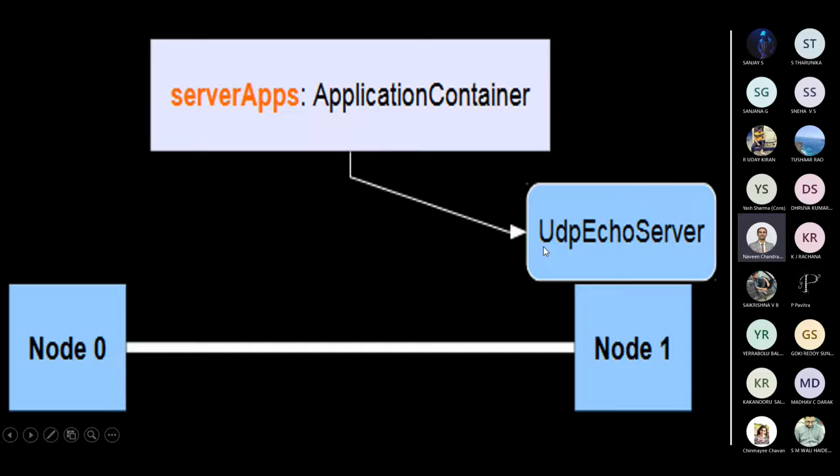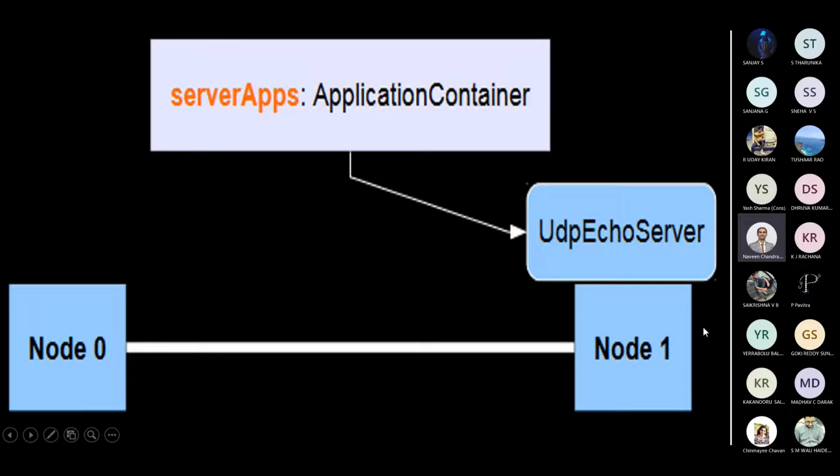We are imposing the UDP echo server, which is again one of the packages available in NS3, on node 1. So what is happening is that we are making node 1 a server node. Later we'll be making node 0 the client node.